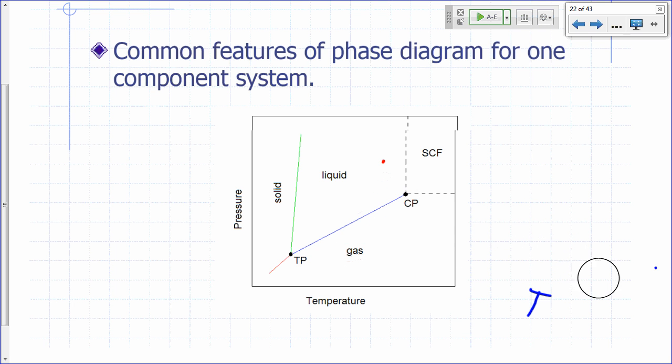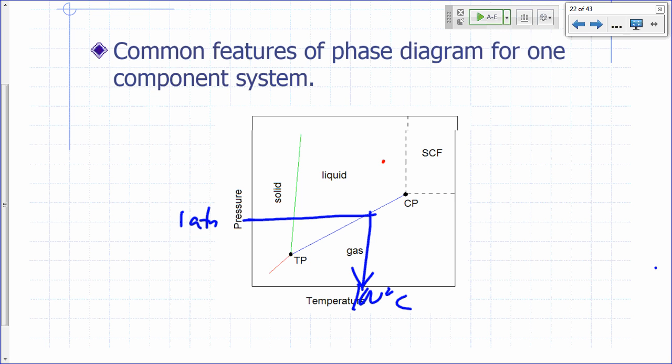In the case of water, if this was 1 atmosphere, what would this temperature be for water? At what temperature does the vapor pressure of water reach 1 atmosphere? 100 degrees Celsius. That's when water boils. So that's what you have there.